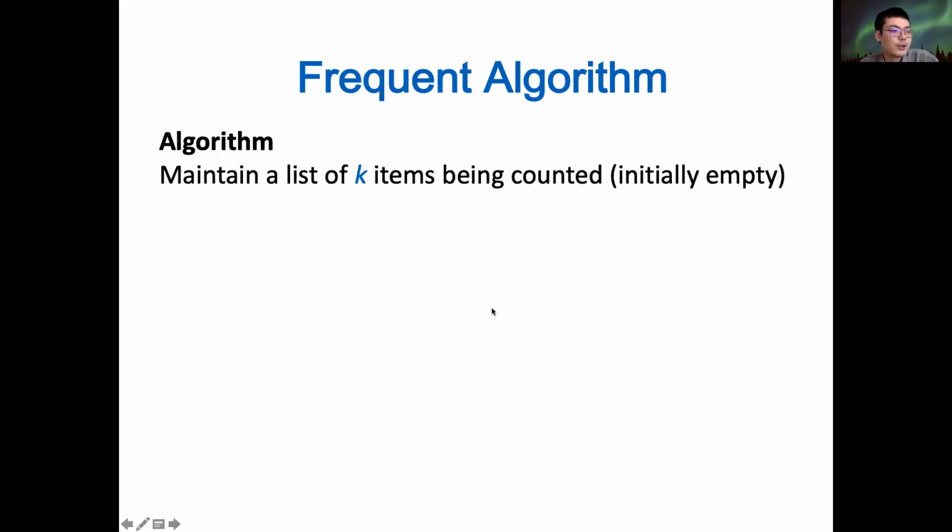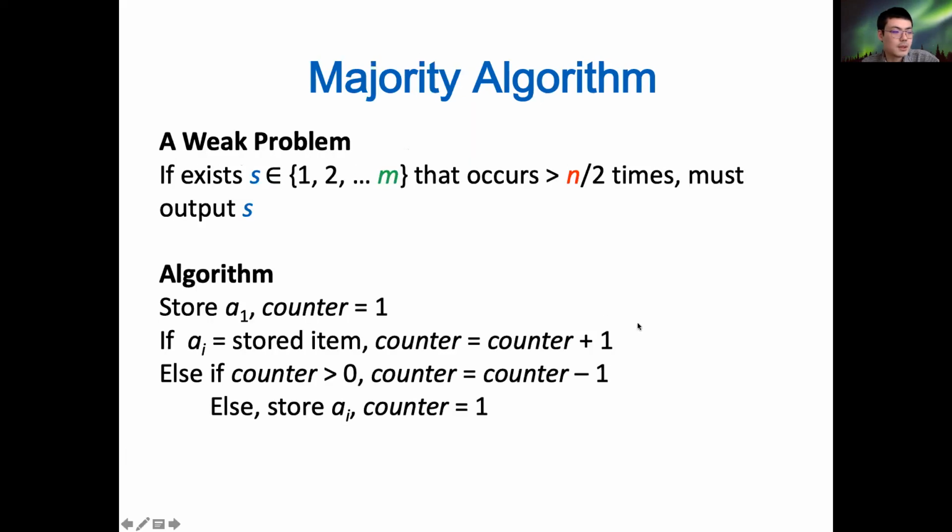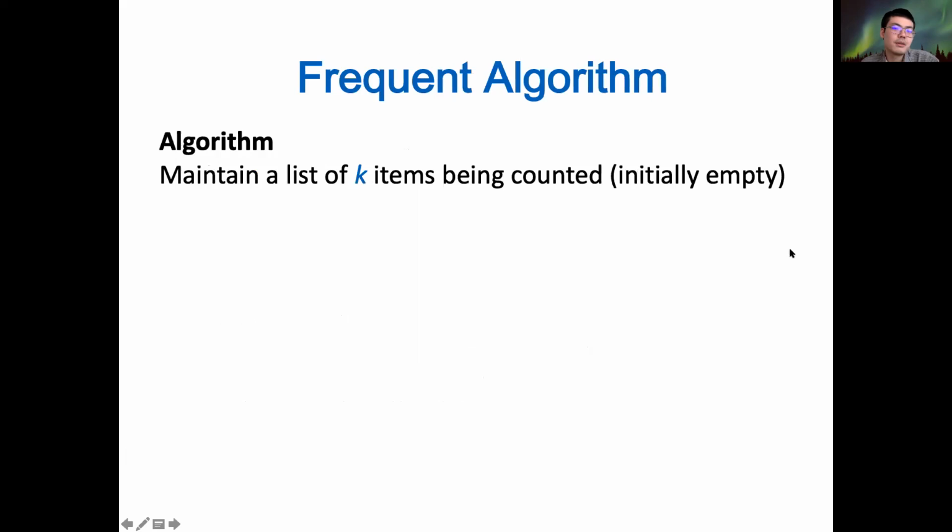So similarly, for the frequent algorithm, we also want this to happen. So how can we do that? Here, the idea is similar. If you look at the previous algorithm, what we do is we store one element. Here what we can do is store k items being counted. Then we can have more items than just the most frequent one. But the list will initially, of course, be empty because you see nothing.